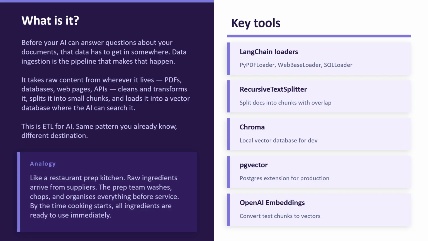Think of it like a restaurant prep kitchen. Raw ingredients arrive from suppliers. The prep team cleans and chops everything before service starts. By the time cooking begins, all ingredients are ready to use immediately. Your documents are the ingredients. A vector database is the prep station.